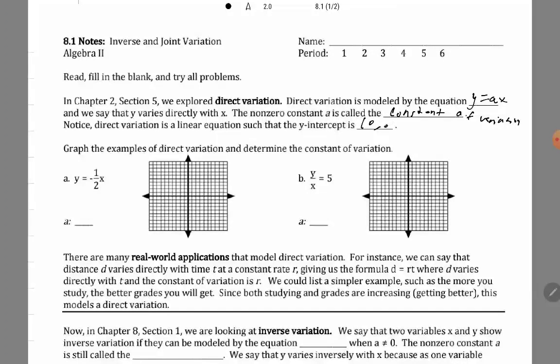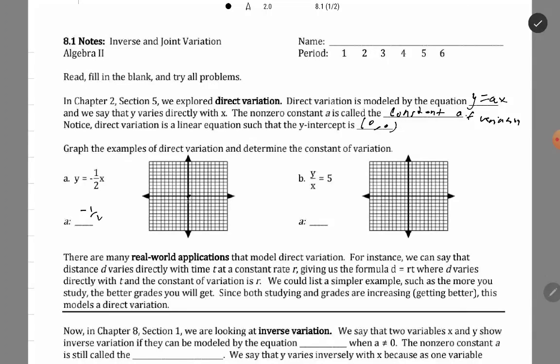The y-intercept of these is always 0, 0. Pretty basic equations. If we wanted to graph one, here's an example. y equals negative 1/2 x. That means a is negative 1/2. And then we start at 0, 0 and just follow our slope.